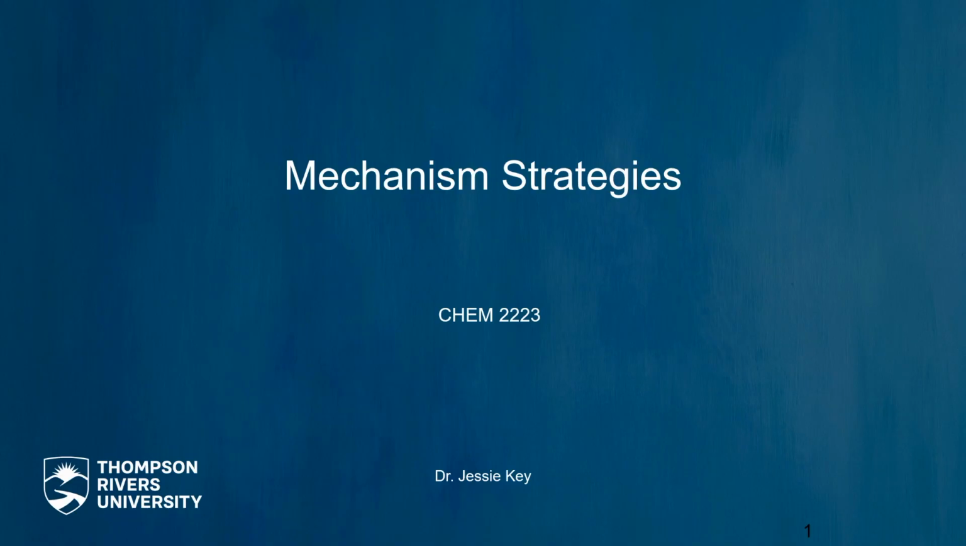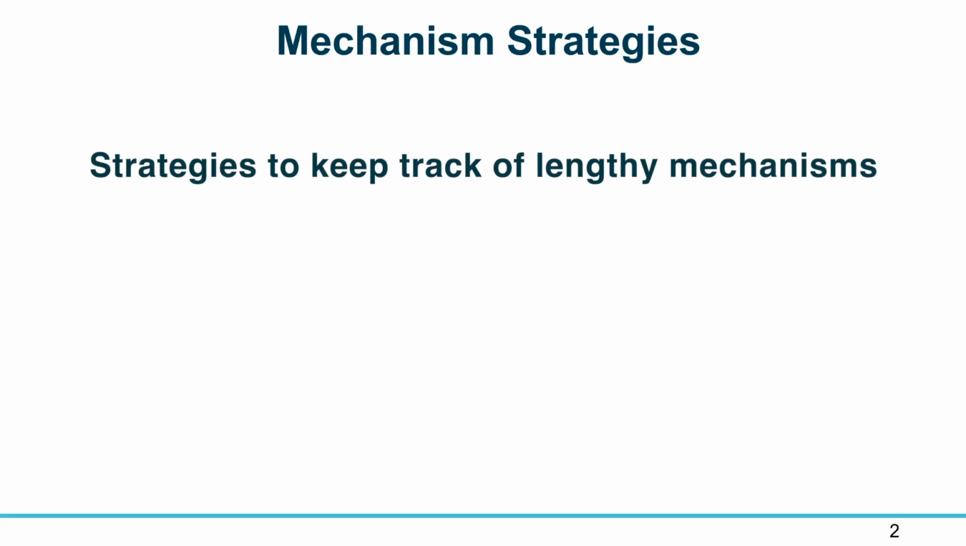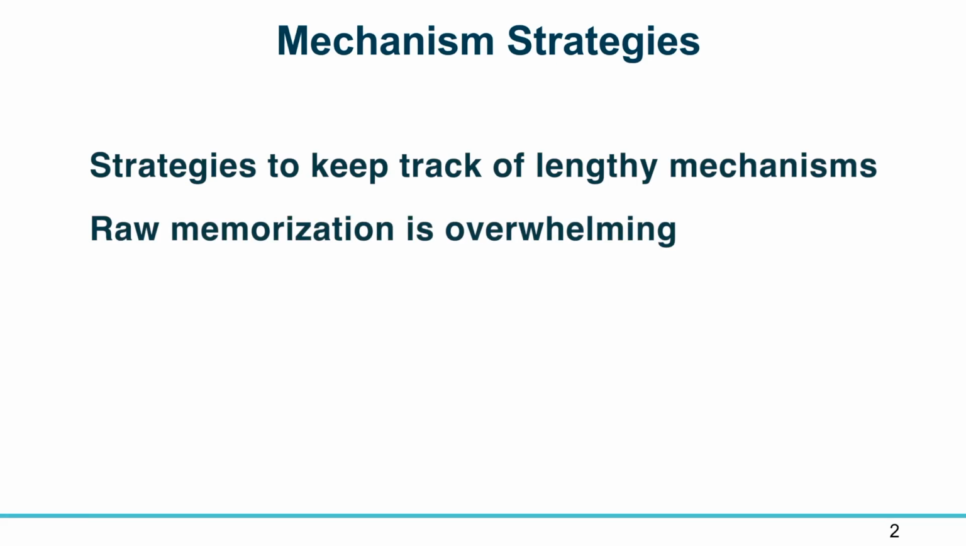In this slideshow, you'll be exploring some ways to approach understanding and remembering longer reaction mechanisms. You've encountered some pretty lengthy mechanisms in this unit, so I want to talk to you about some strategies you can use to keep track of it all. Trying to approach it using raw memorization of every single arrow and every intermediate structure can be overwhelming. A less taxing learning strategy called chunking is to think about mechanisms in terms of smaller pieces.